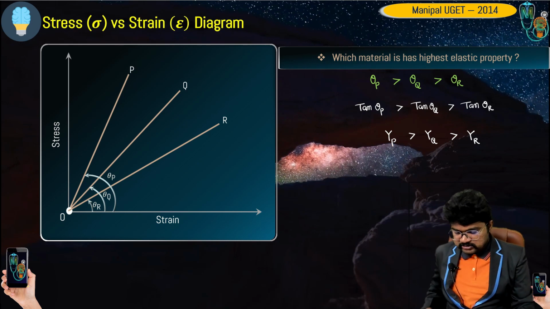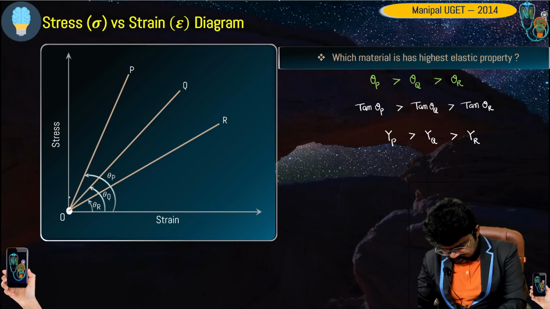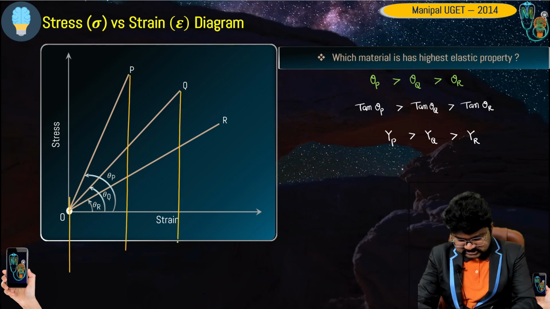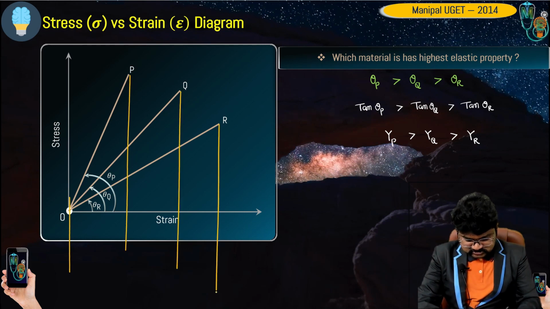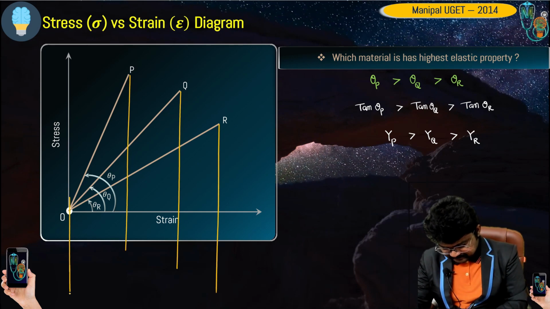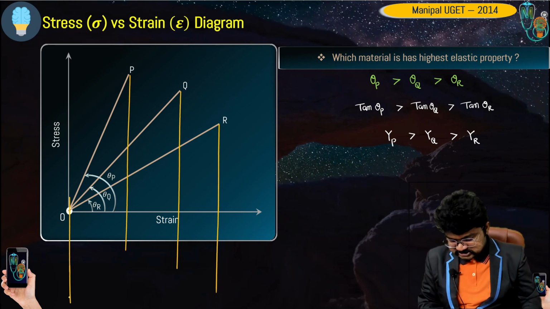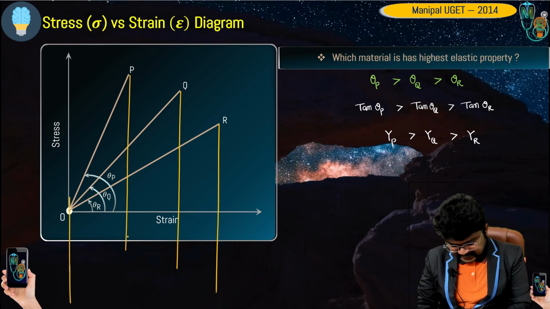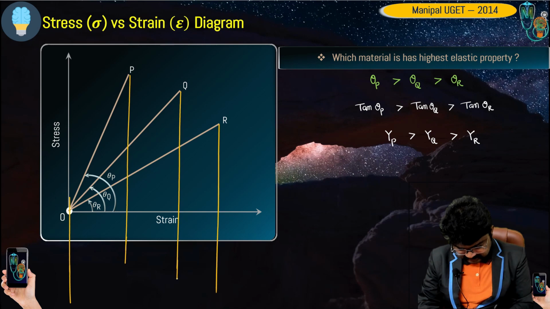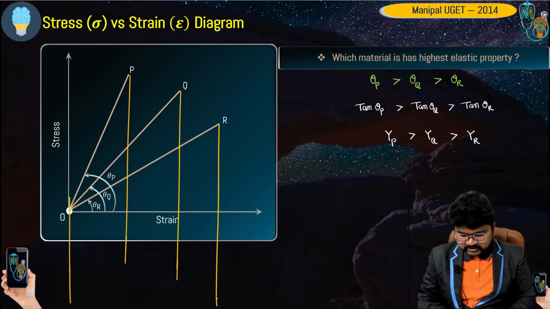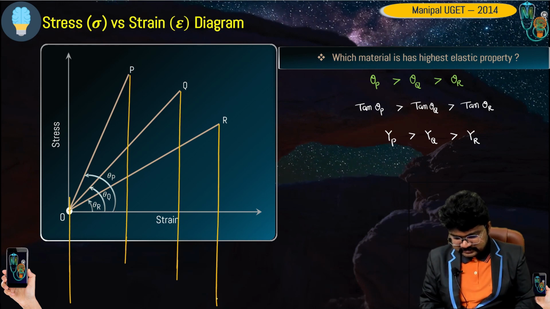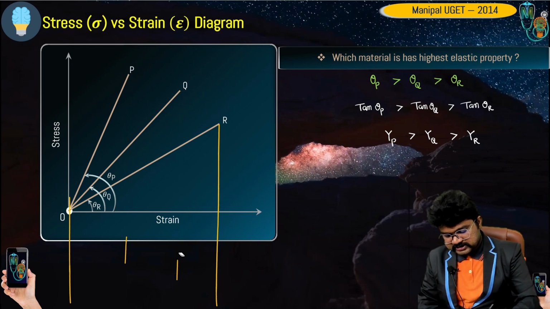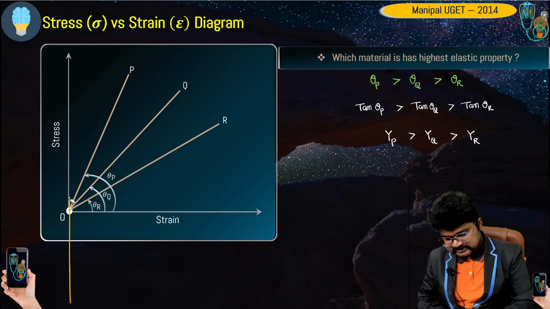And one more thing I want to tell you here. From here to here, this is the elastic deformation. Understood? So these three are elastic materials, perfectly elastic because the slope is constant. All are behaving linearly. So from here to here, we can draw dotted lines, that is better.